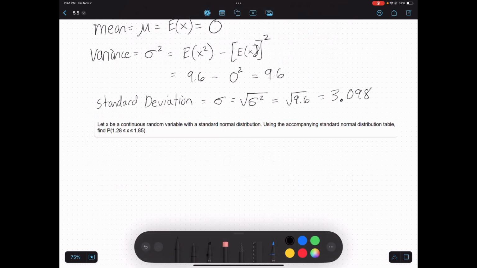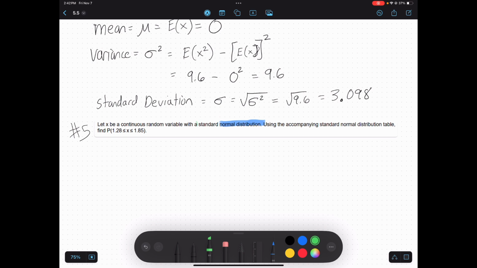Okay, let's look at the next problem. This is number 5 from the homework. And in this one, we're dealing with a normal distribution. So now we get to use what we learned about with the normal distribution. And you'll notice that in this example, it doesn't give me a mean or a standard deviation.